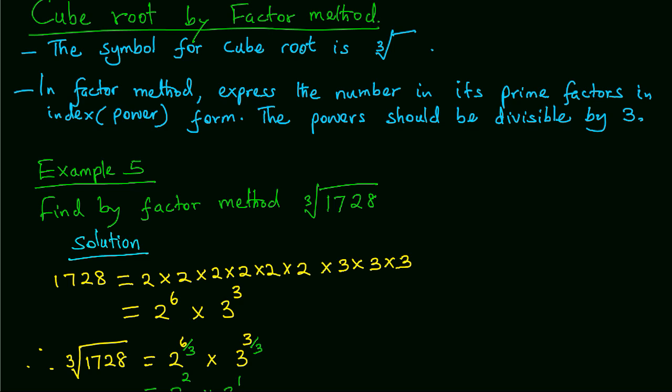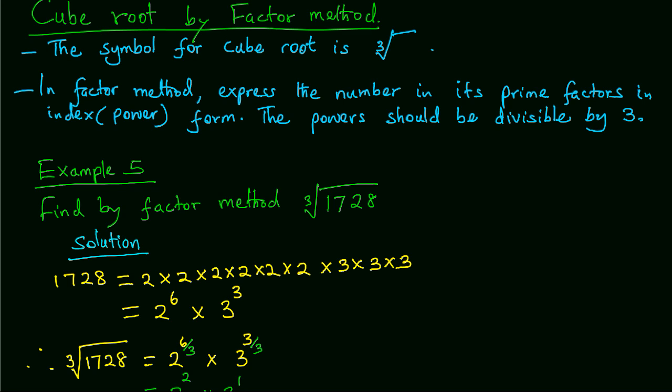Now, for example, we want to use factor method to find the cube root of 1728. So in our solution, 1728 expressed as a product of its prime factors would be 2 power 6 times 3 power 3. So it has to note that the power of 2 is 6, which is divisible by 3, and the power of 3 is 3, which is also divisible by 3. And therefore, we can use factor method as follows.